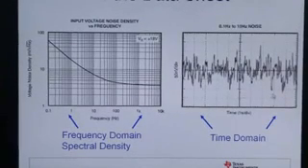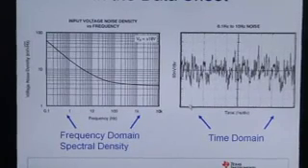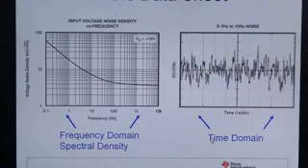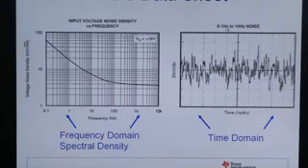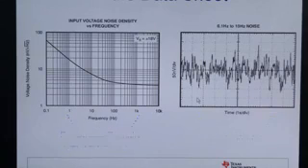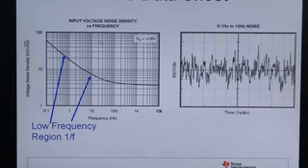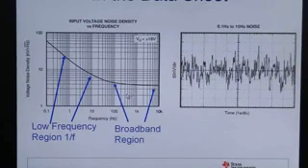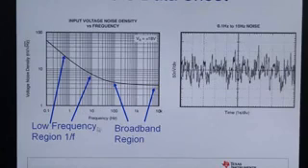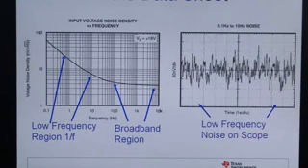We often have plots like this too. It's just an oscilloscope output plot, or a time domain plot, but notice that it's limited from 0.1 to 10 hertz. So this is really only for looking at low frequency noise. The spectral density has a low frequency region, and it has a broadband region as well. For the time domain, I just want to emphasize that it's low frequency noise on the scope.